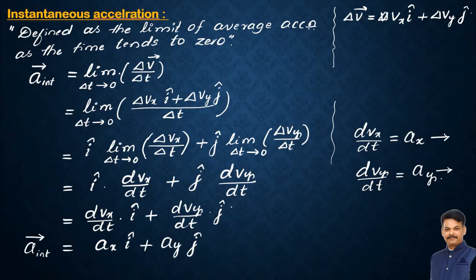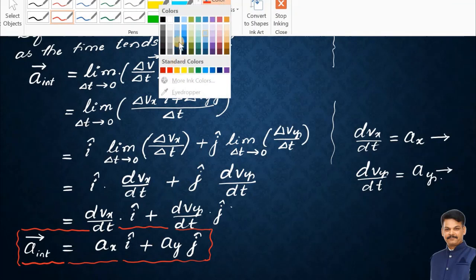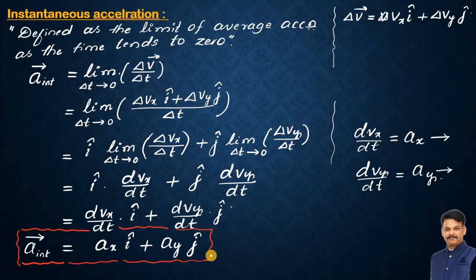So therefore, dear students, this is the equation which represents the instantaneous acceleration of a body moving in a plane or in a Cartesian system, with reference to its components. Hope you got the derivation, or hope you got the discussion clear.